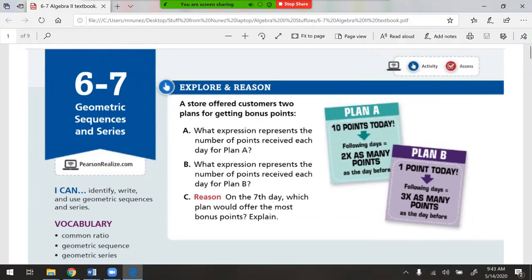All right, our last lesson of the chapter, and the last lesson I'm going to teach you from Algebra 2, yay! Geometric sequences and series.